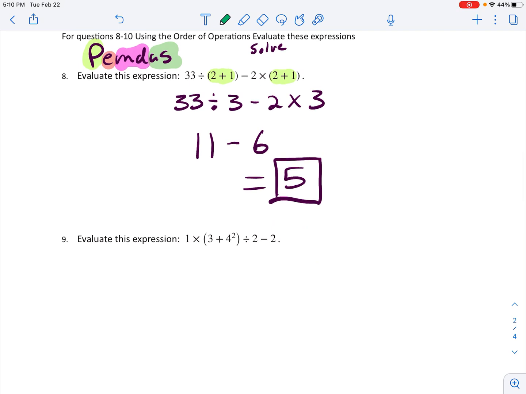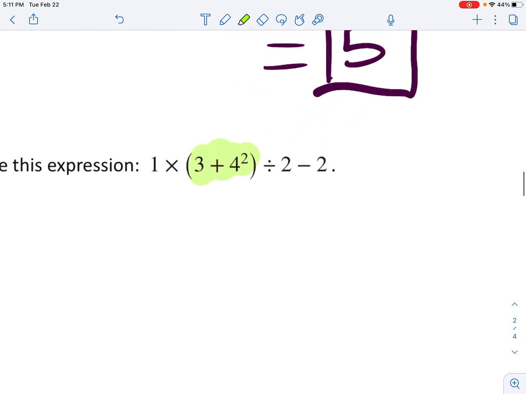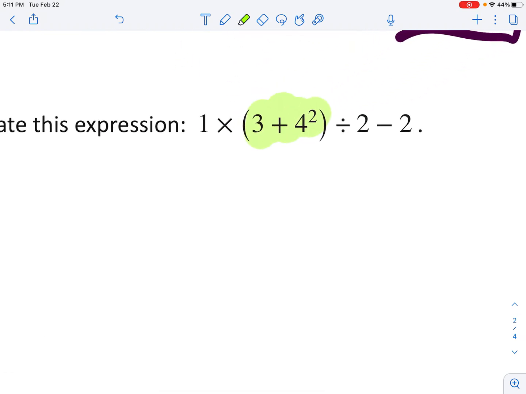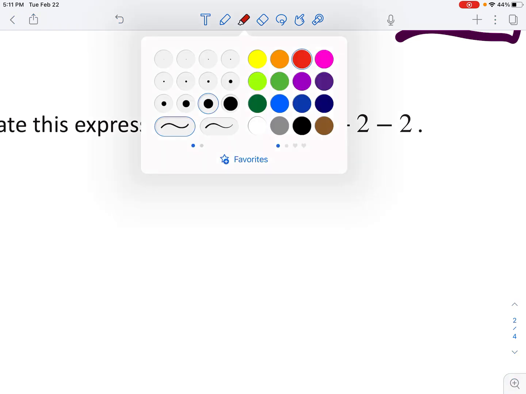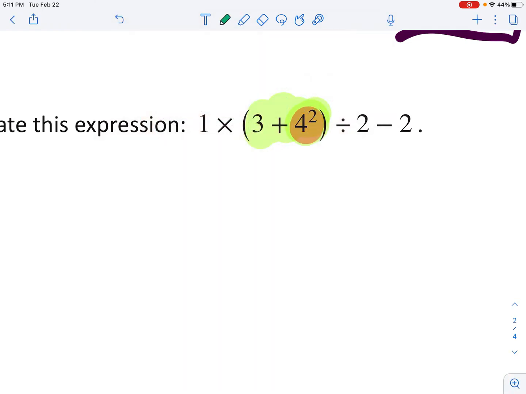Number 9, evaluate the expression. We have 1 times (3 plus 4 squared) divided by 2 minus 2. So the first thing we have to do is what's inside of the parentheses. And inside of the parentheses, we have an exponent, so that's what we have to do first. 4 squared is 4 times 4, that just equals 16. And 16 plus 3 is 19.